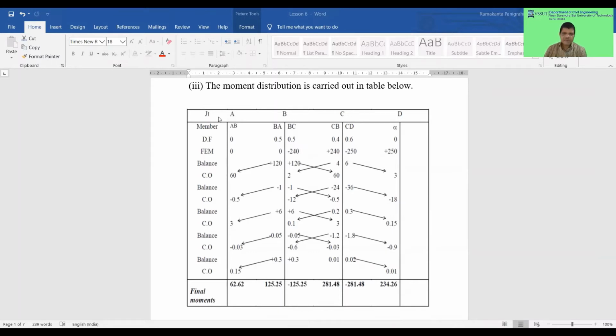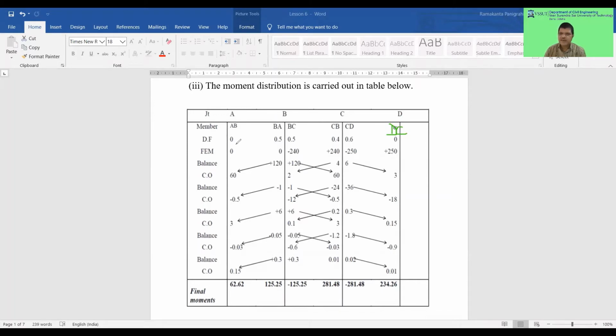Now you see we have the joints A, B, C, D. On joint A, we have only one member, that is AB. On joint B, there are two members, BA for the span AB and BC for the span BC. At joint C, one is CB, one is CD. At joint D, there will be DC. Some mistake, it is DC. So these are the members at each joint.